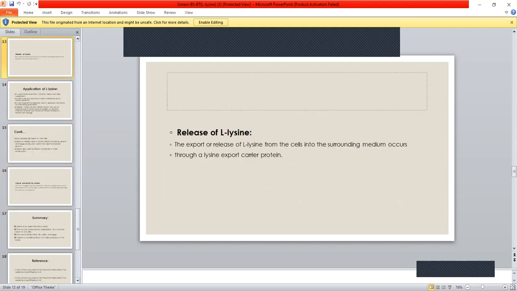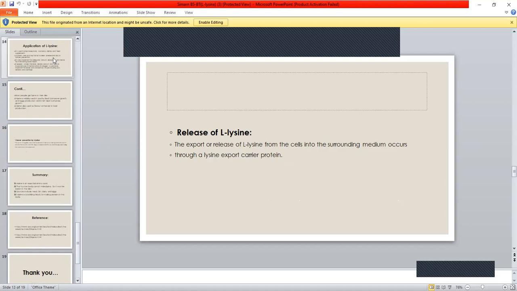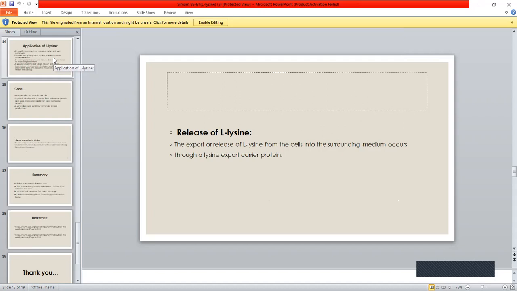Now release of L-lysine. How is L-lysine released? The export or release of L-lysine from the cell to the surrounding medium, or outside of the cells, occurs through protein carriers. These protein carriers are lysine export carrier proteins.